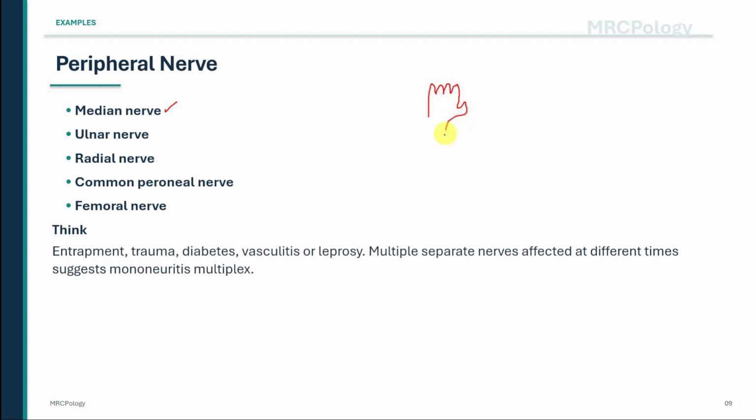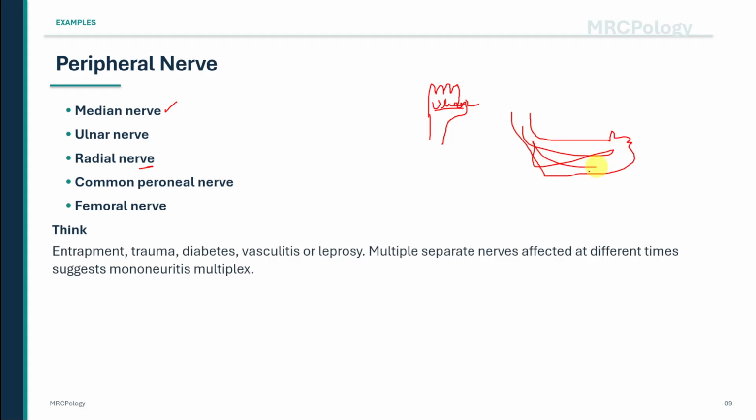An ulnar nerve lesion may cause weakness and wasting of the interossei, impaired finger abduction and adduction, and sensory loss affecting the little finger and ulnar half of the ring finger. A radial nerve lesion may cause wrist drop due to weakness of wrist and finger extension. Sensory loss may occur over the dorsal first web space.